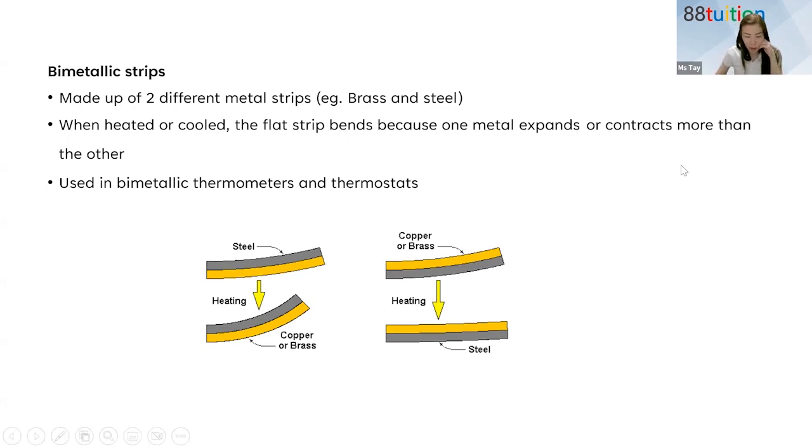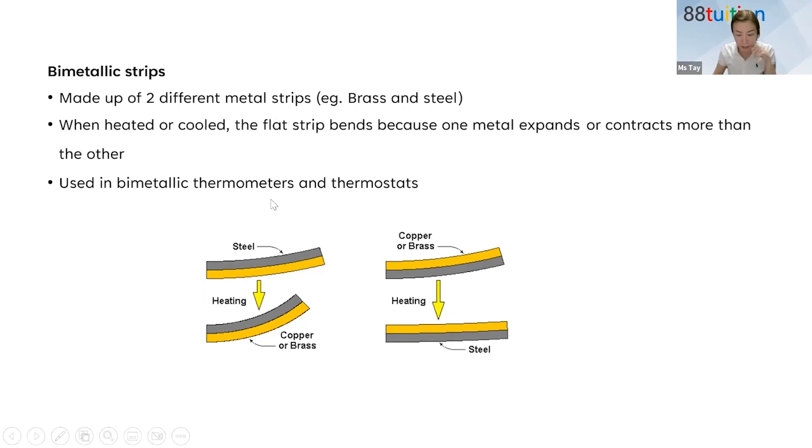Now, a bimetallic strip is made up of two metal strips. In this example I have, the gray one is steel, and the yellow one can be either brass or copper. Why are there two different metals? Because metals expand and contract at different rates. Some expand more, some expand less. The same happens for the opposite: something that can expand more under heating will also contract more upon cooling.